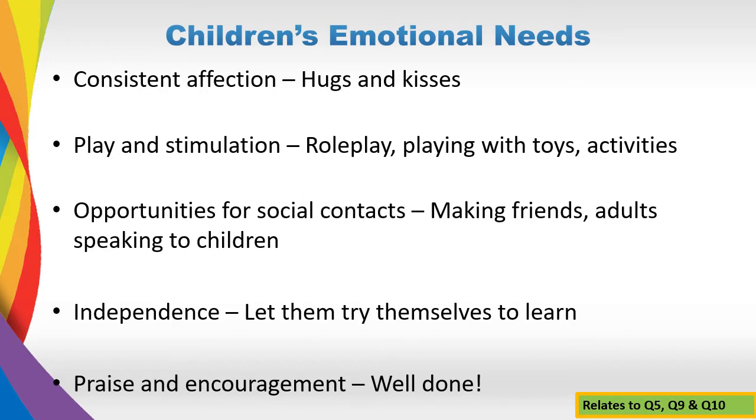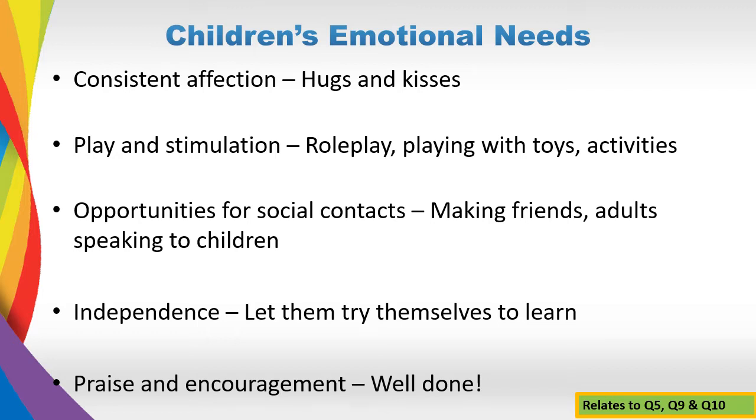So here are some examples of children's emotional needs. The first one, consistent affection. By giving children hugs and kisses, they'll enjoy it, they'll feel that they're important, and the consistency is important as well. So making sure we are consistent when we're doing it and not just when we feel like it.